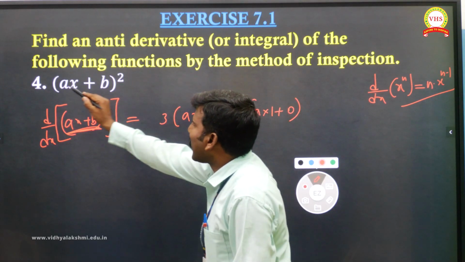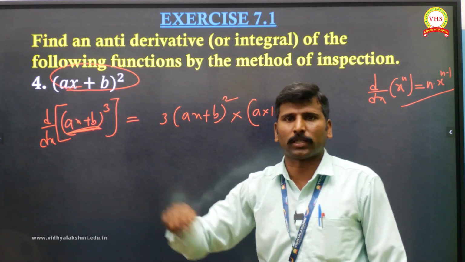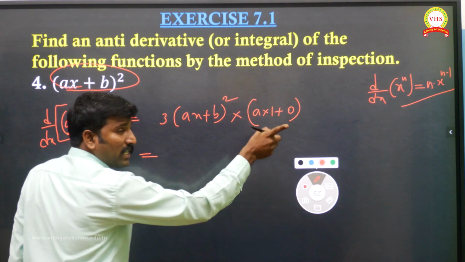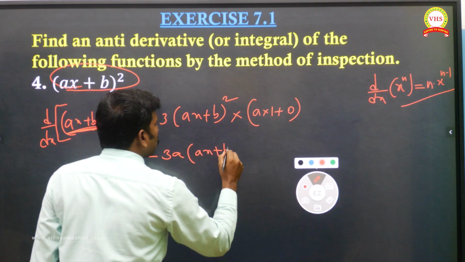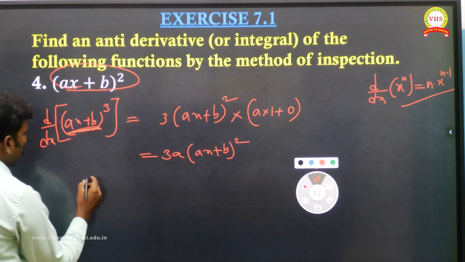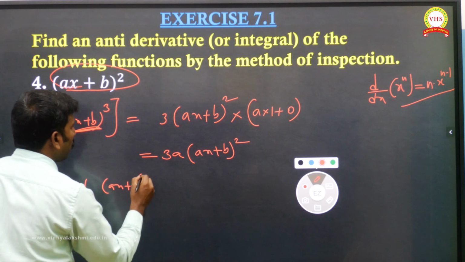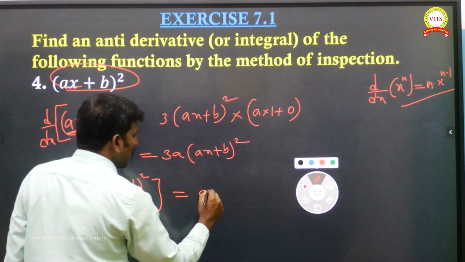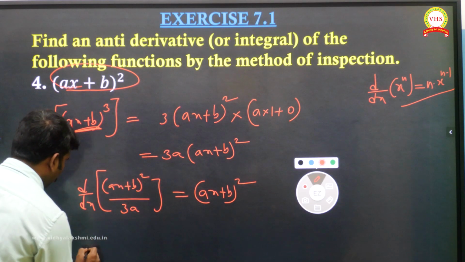Now I need only ax plus b the whole square. Other things, whatever we have, you send to the opposite side. Then what I have here is 3 into a into 1, a into 3, 3a, times ax plus b whole power 2. I don't want this 3a, so you send 3a to the opposite side. So what am I getting? Derivative of ax plus b whole power 3 divided by 3 times a is equal to ax plus b whole power 2. That's it.